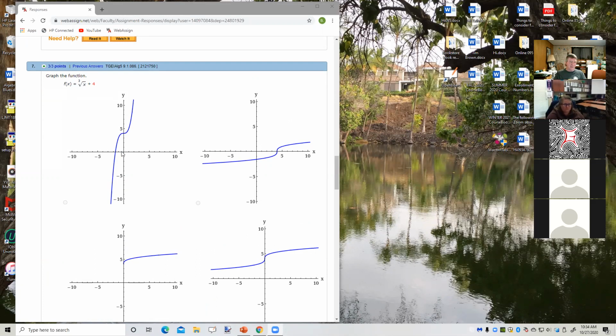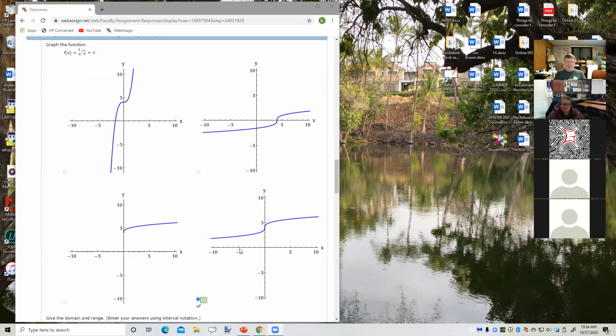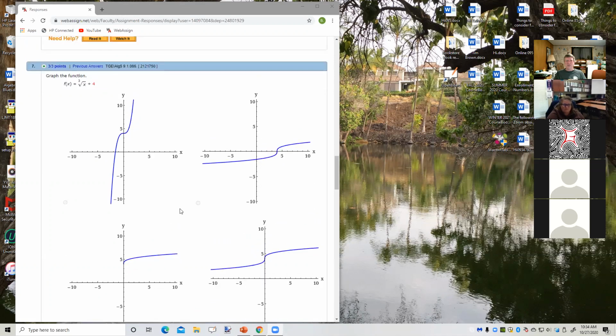Let's take a look at this graph. When x is 1, maybe y is 5. Okay, so that's a possibility. How about here? X is 1, y is 5. Oh, that didn't really do it, did it? Okay. Let's get more.